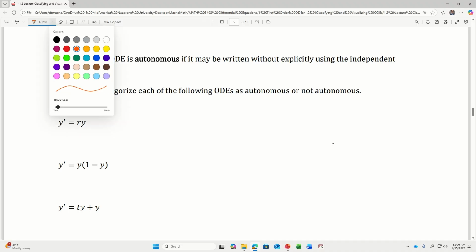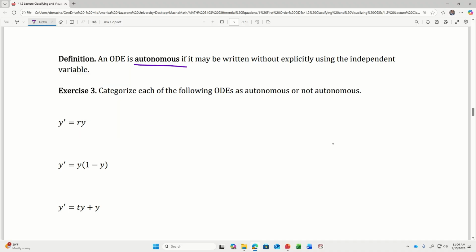An ODE is autonomous if it may be written without explicitly using the independent variable. This is much easier to figure out. Is this one autonomous? R is a constant. I should say that R is constant. Then yeah, so this is autonomous.